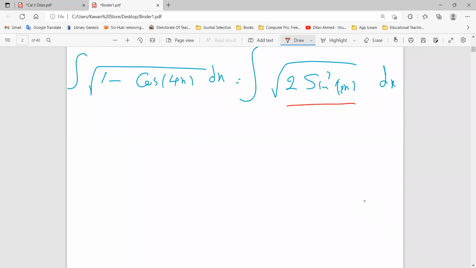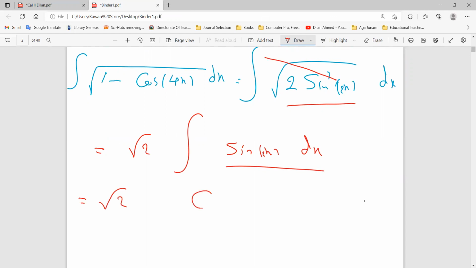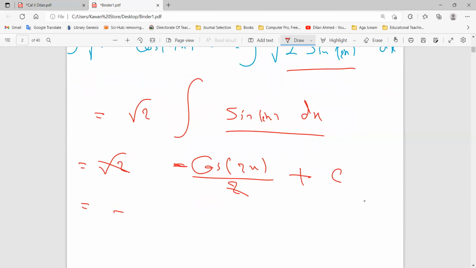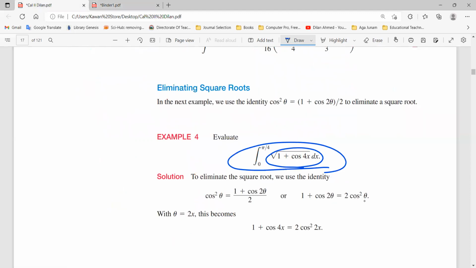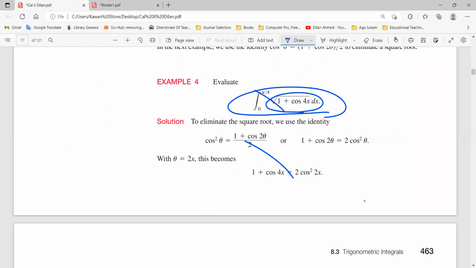And I know that one will be the square root of 2 sine of 2x dx. Understood? Why sine? Because the square and the square root eliminate each other. So I'll get sine 2x, and I know how to solve that one. It's easy. The integral of sine is minus cosine 2x over 2 plus c. So you multiply and you'll get minus cosine 2x over the square root of 2 plus c, whatever you have. The important thing is the idea, how to get it.